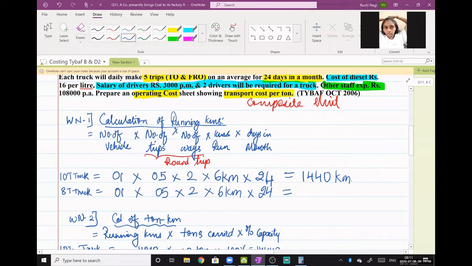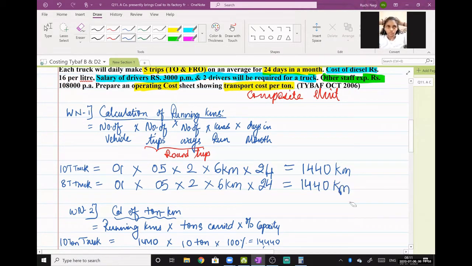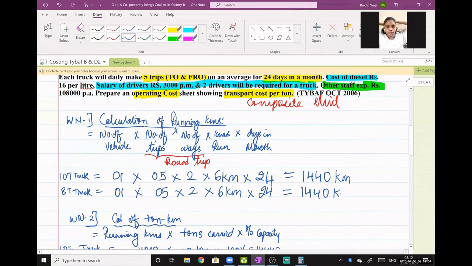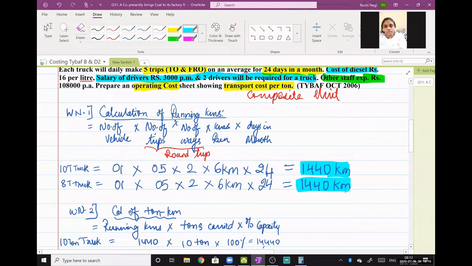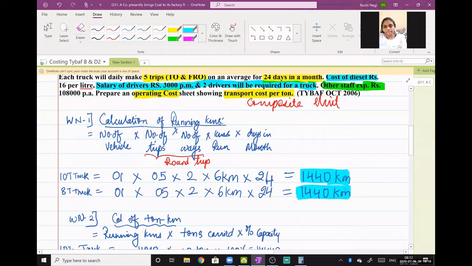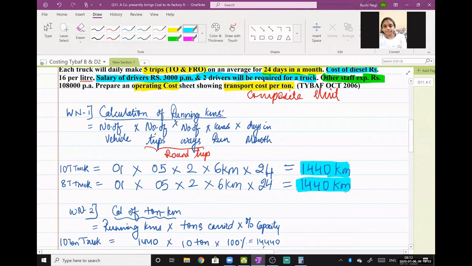Next, the answer for the second will obviously also be the same: 1440 kilometers. Don't forget your running kilometers, that is your variable cost, will be calculated on this figure. Your variable cost will be calculated on running kilometers 1440.